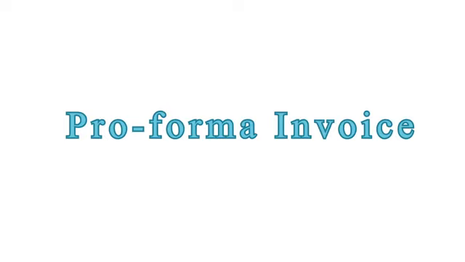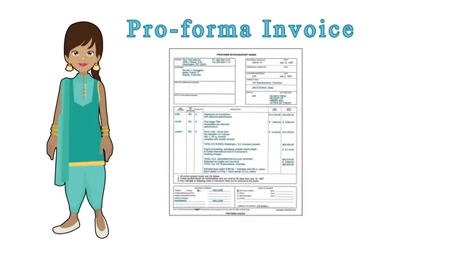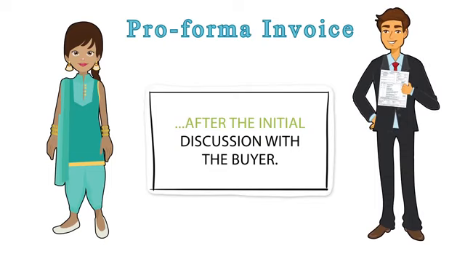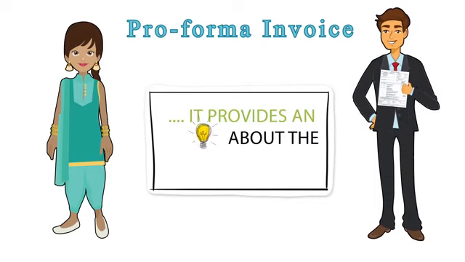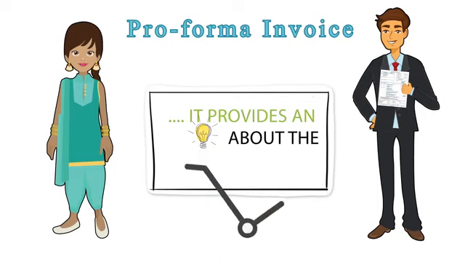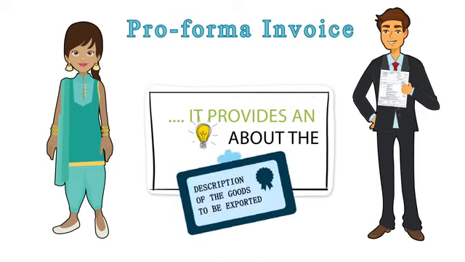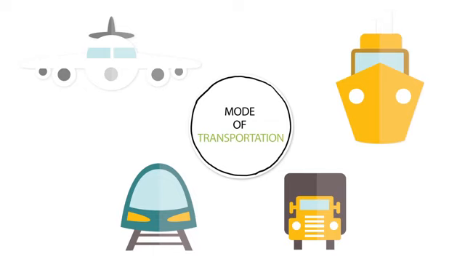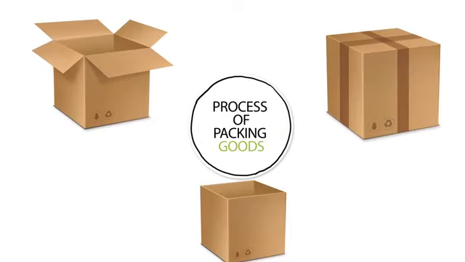Proforma Invoice. Niku needs to send a proforma invoice to the buyer after the initial discussion with the buyer. It provides an idea about the prices, quality, quantity, and description of the goods to be exported. It also lays out the method of payment, mode of transportation, process of packing goods, packing material to be used, etc.